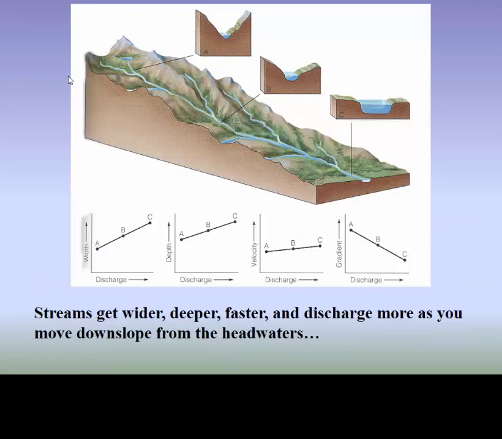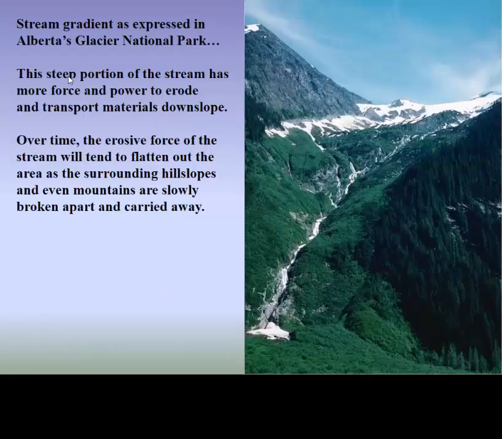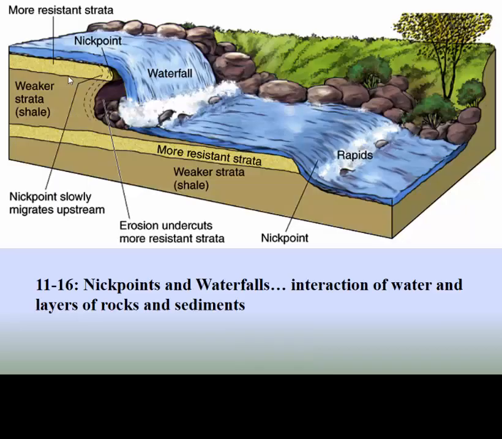And you can see the relationship between discharge and width. You can see a really good example here in Alberta, up in Canada, Glacier National Park. And they have nick points and waterfalls, so the interaction of water and layers of rock and sediment. We have these in Virginia and the eastern United States, where we have the falls right at Fredericksburg, where we go from kind of the Piedmont region down to the coastal plain region right there. And you can see these nick points and waterfalls are pronounced areas right there.